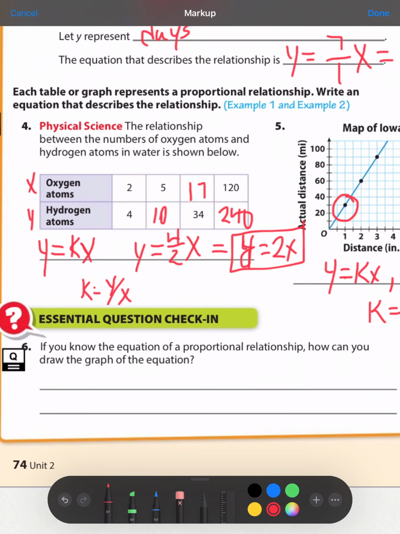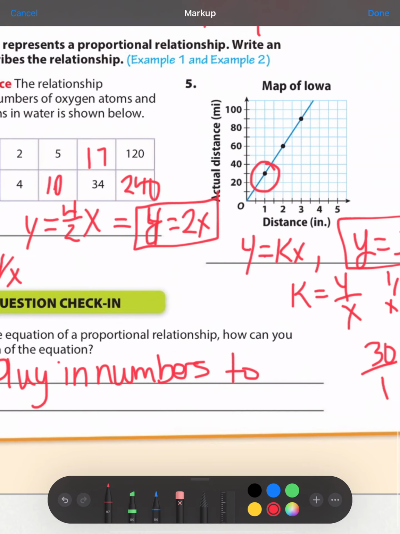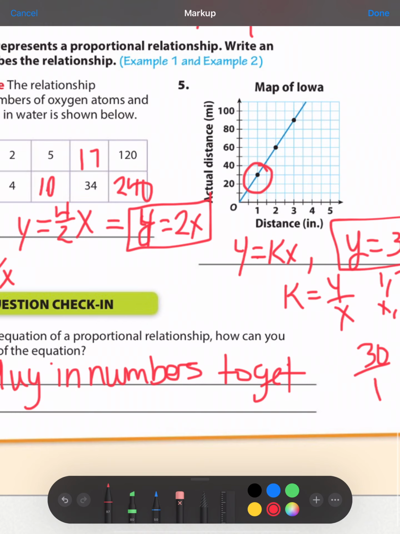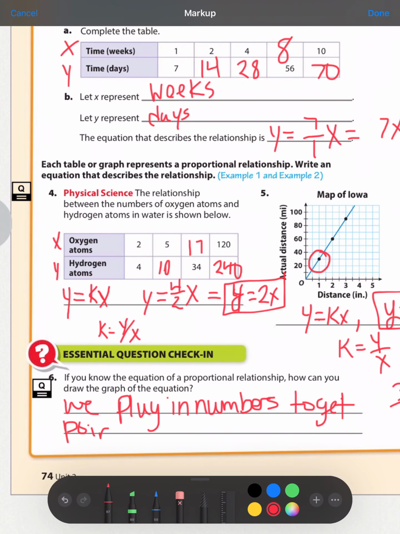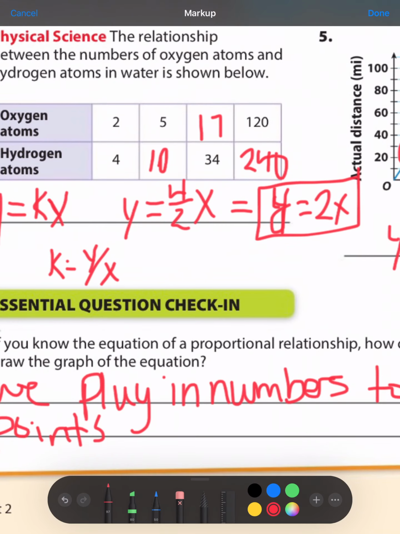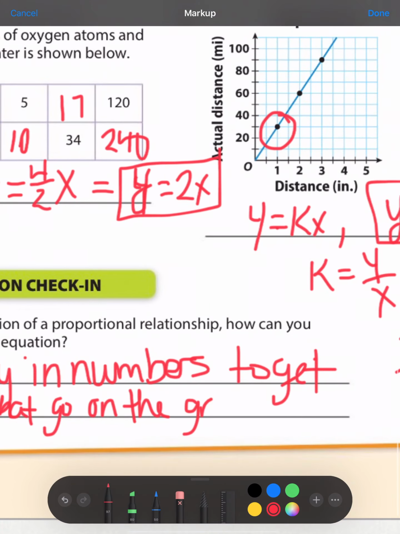And number 6 says, if you know the equation of a proportional relationship, how can you draw the graph of the equation? We plug in numbers to get points that go on the graph. And then we connect them.